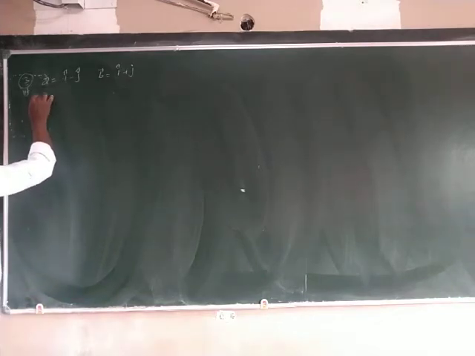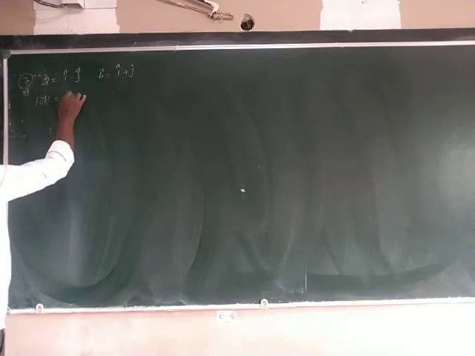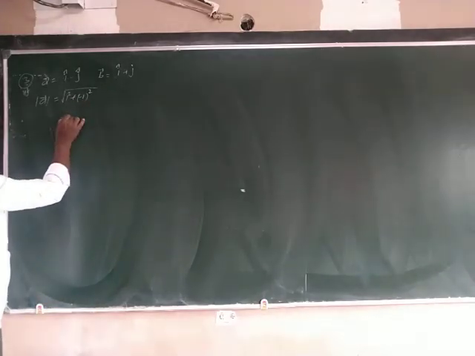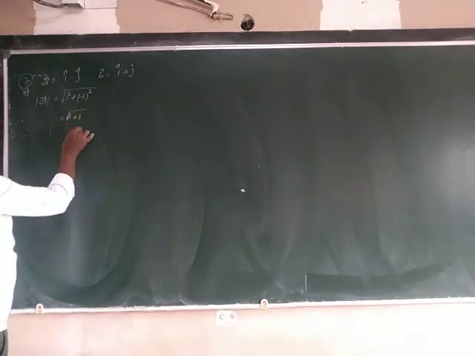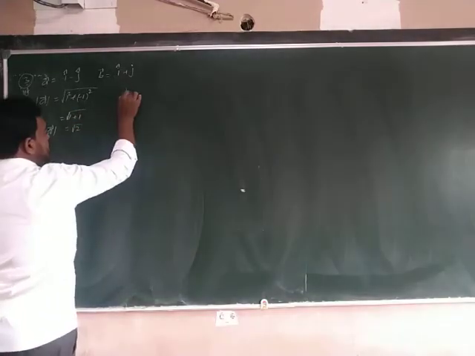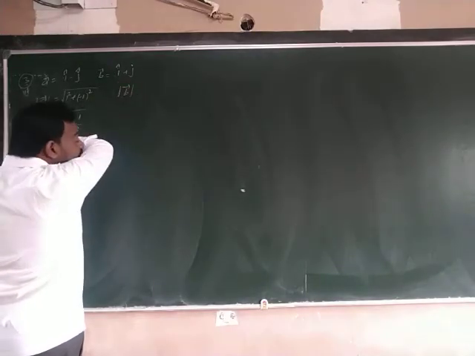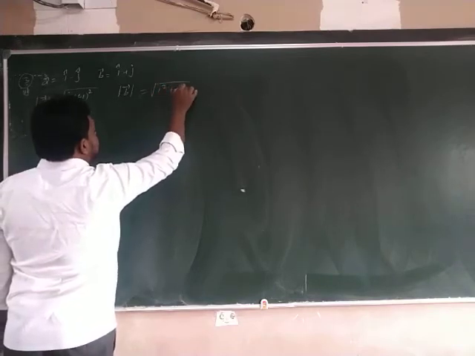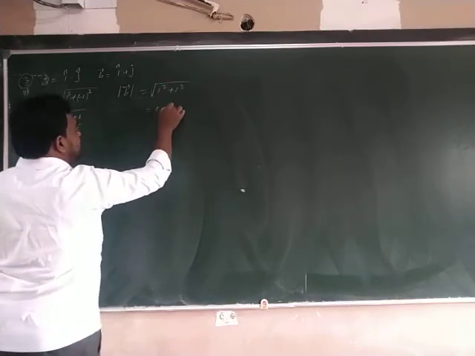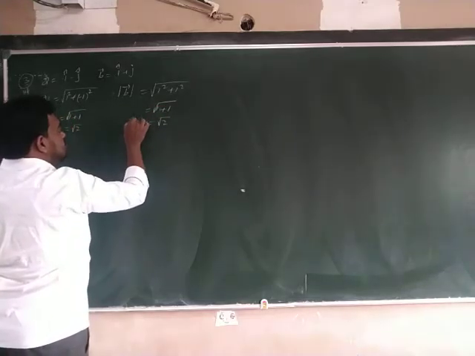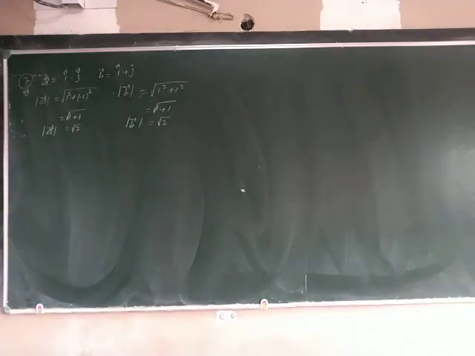Here the magnitude of vector A is equal to the square root of 1 squared plus (-1) squared. The k term is not there, so that much only. Otherwise it would be 0 squared. 1 plus 1 is root 2, which is the magnitude of vector A. Now find the magnitude of vector B. It is equal to the square root of 1 squared plus 1 squared, that is 1 plus 1, which is root 2. So the magnitude of B is root 2.